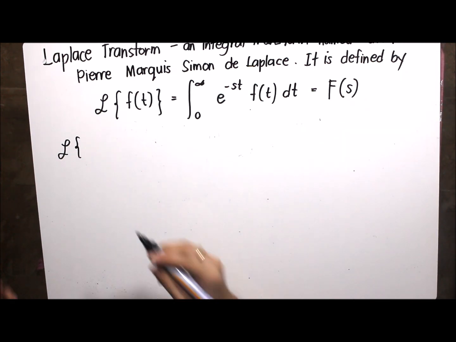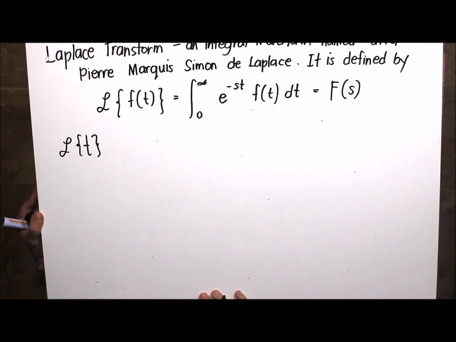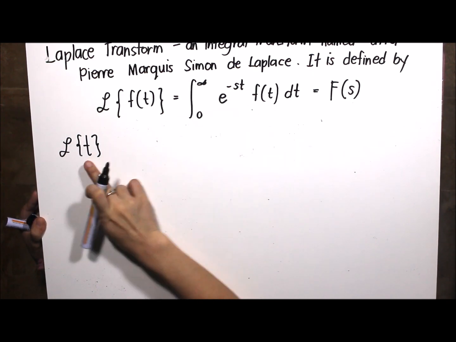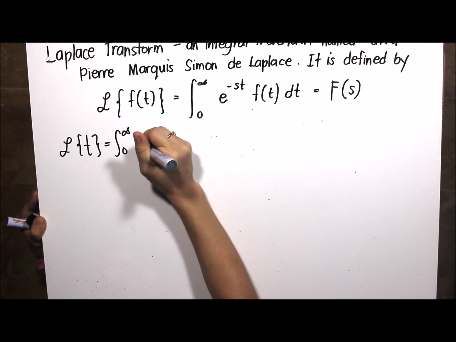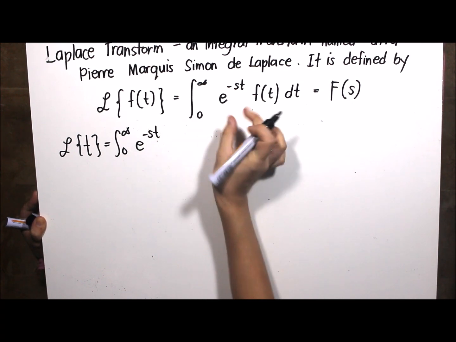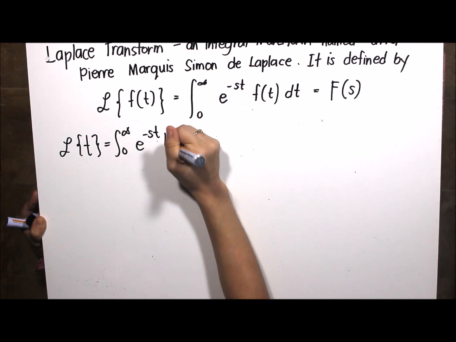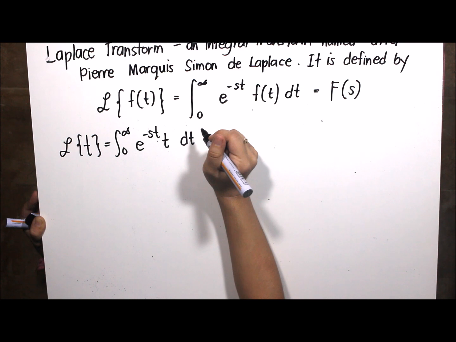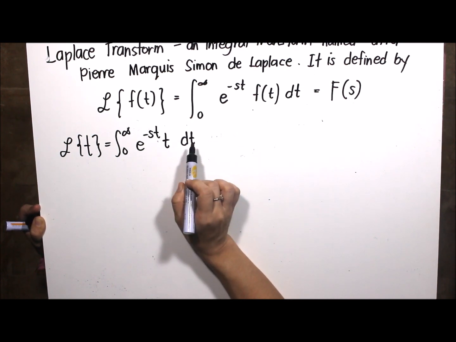For example, we take the Laplace transform of t only, the variable t. So, if you're going to apply t in place of f of t, it becomes the integral from 0 to infinity of e raised to negative st times f of t, which is t, dt. This may only be solved by integration by parts.